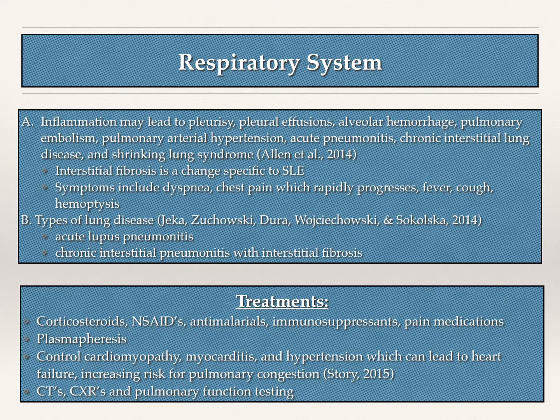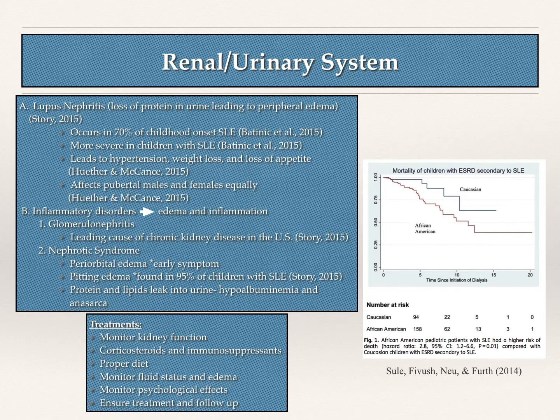There are two types of lung disease that occur: acute lupus pneumonitis and chronic interstitial pneumonitis with interstitial fibrosis. Treatments include corticosteroids, nonsteroidal anti-inflammatories, antimalarials, immunosuppressants, pain medications, and plasmapheresis. Another goal is to control the cardiac effects, such as cardiomyopathy, myocarditis, or hypertension, because these can lead to heart failure, ultimately leading to pulmonary congestion. CAT scans, chest x-rays, and pulmonary function testing are helpful to monitor the respiratory system.